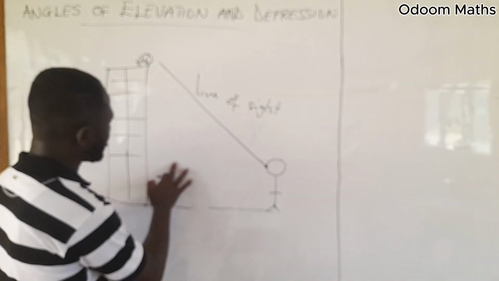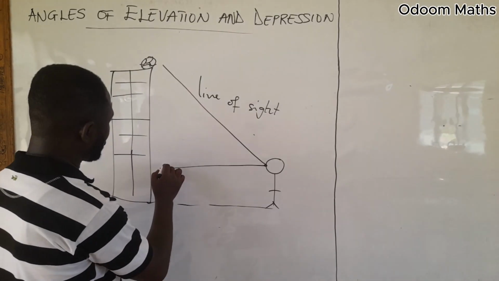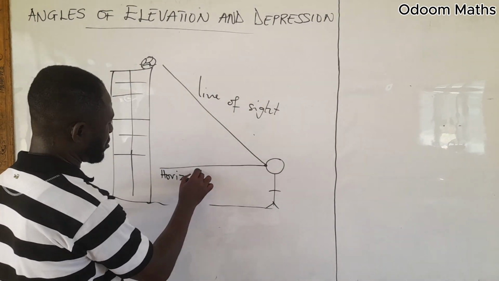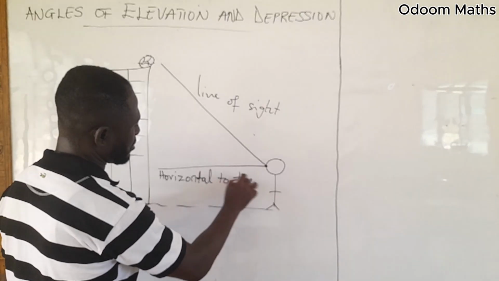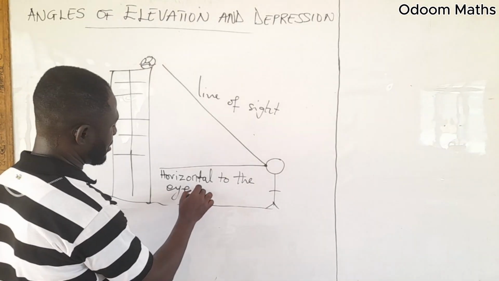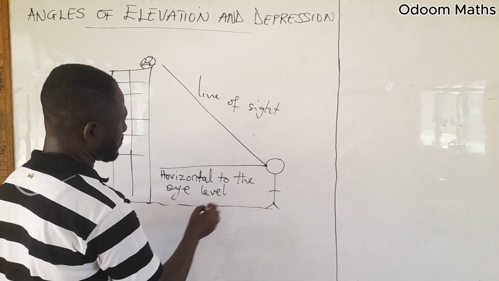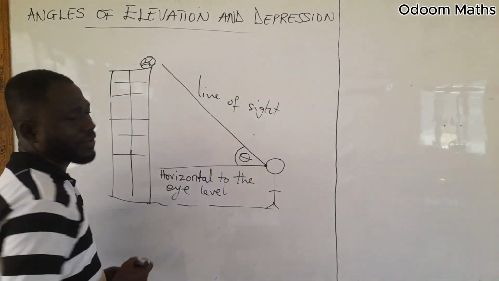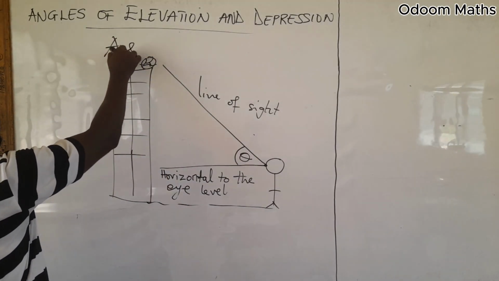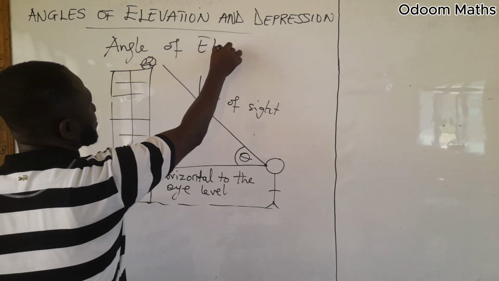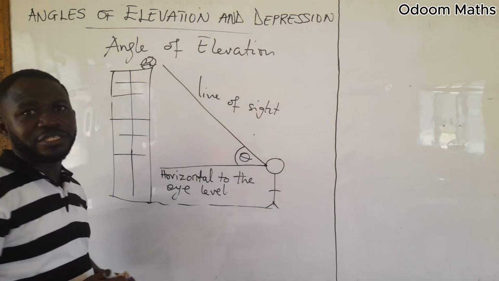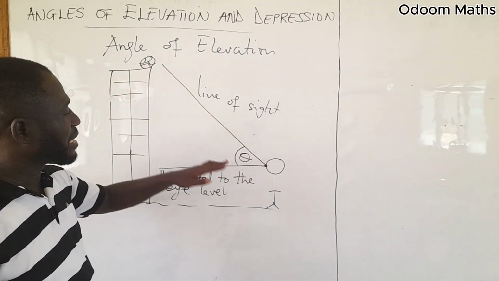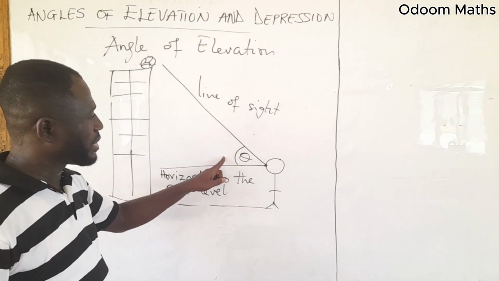Let me draw it properly. So this is the horizontal line to the eye level. Okay. So the angle formed here, let me call it theta, is the angle of elevation. I said it is the angle formed between the line of sight and the horizontal line to the eye level. The angle between is the angle of elevation.